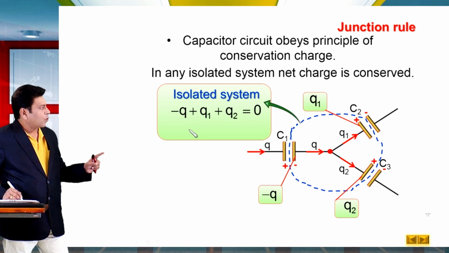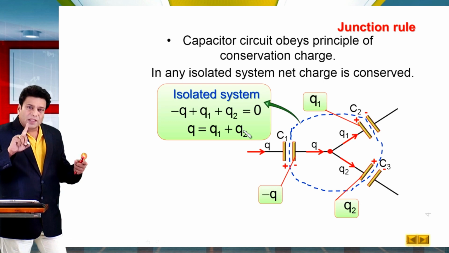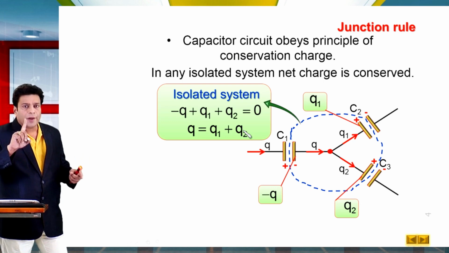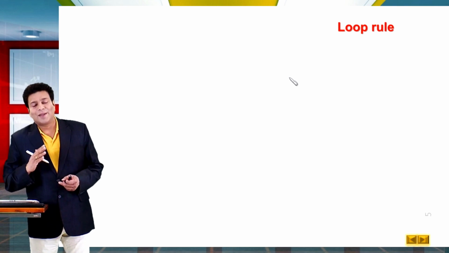We can write Q equal to Q1 plus Q2, and we can observe this is the same equation which we wrote in the junction rule. Let us discuss the loop rule.